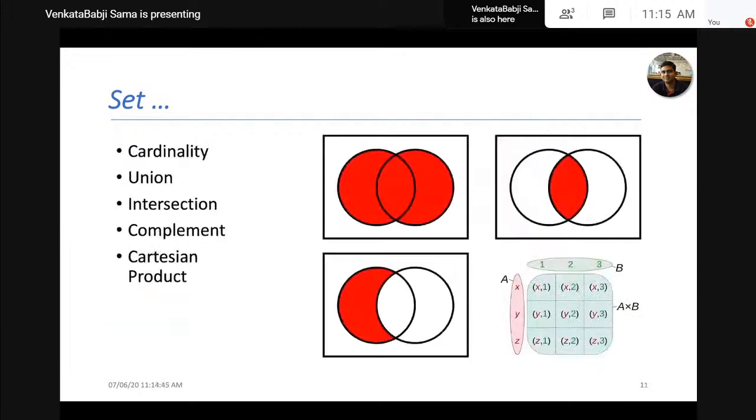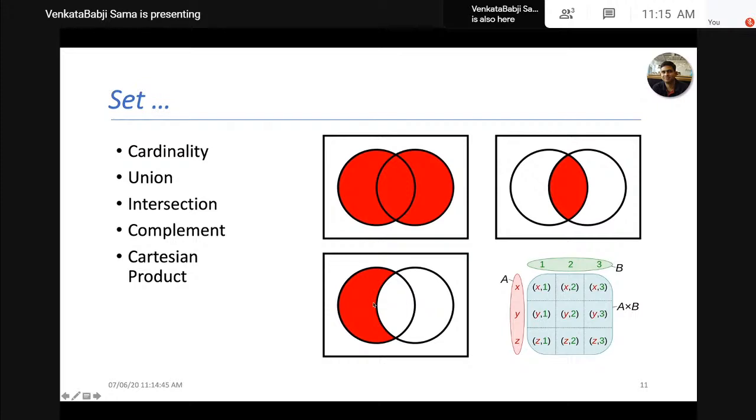And there are a bunch of operations that we are familiar with with respect to sets. Cardinality, as we touched upon, is nothing but the distinct number of elements in a given set. Union is nothing but you mix both of them. Intersection is you find the elements that are common in both. If there is an element in A and B, then you say that is intersection. Complement is kind of subtraction. So here the example shows a complement of B into A.